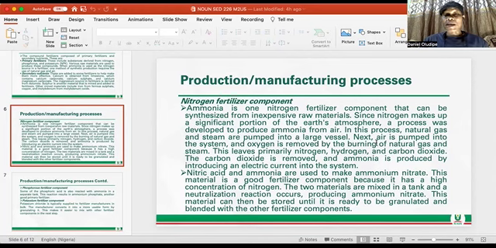The next step is air is pumped into the system, and oxygen is removed by the burning of natural gas and steam. When the natural gas and the steam are burned, the oxygen is removed. This leaves primarily nitrogen, hydrogen, and carbon dioxide. The carbon dioxide is removed, and ammonia is produced by introducing an electric current into the system.